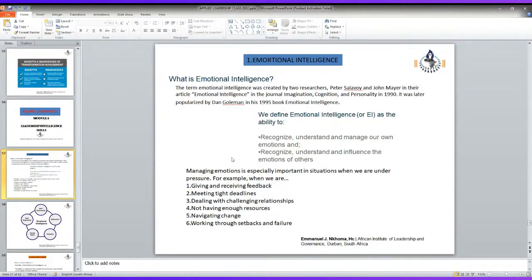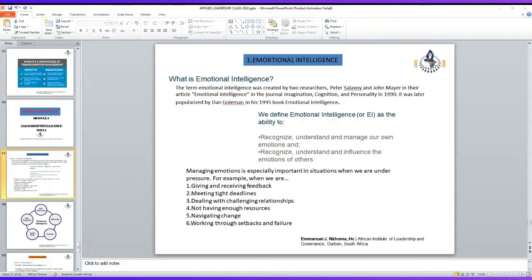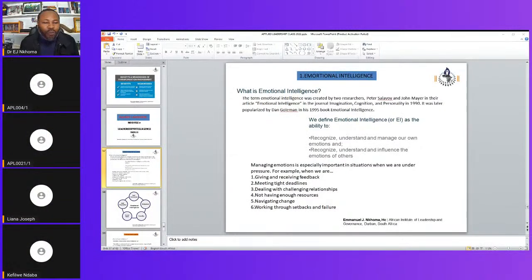Now, let me explain. I love to explain whenever we discuss such things, all right? I would love to explain now how it works. How does emotional intelligence work? I want us to look at it as we are looking at the discussion.